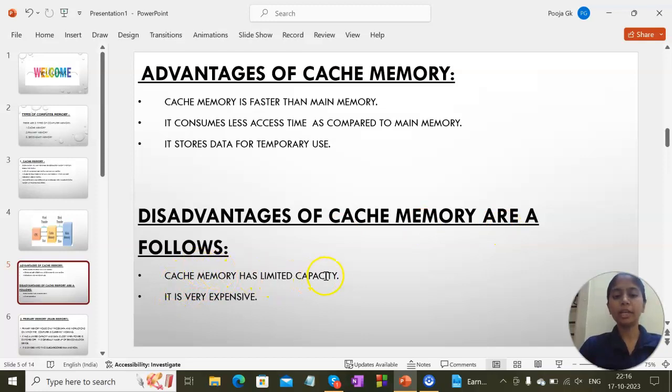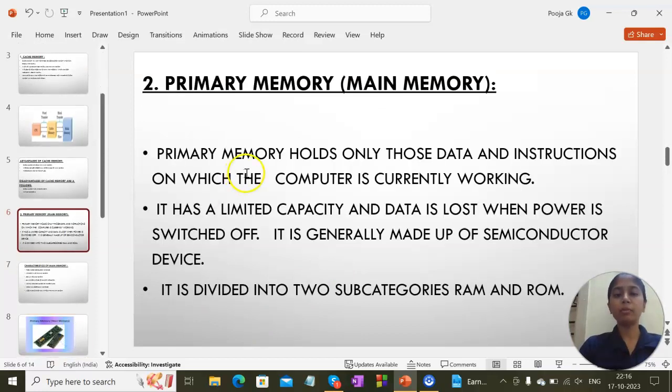The disadvantages of cache memory are as follows. Cache memory has a limited capacity. It does not have a large or huge capacity, and it is very expensive, very costly. And next one is primary memory.